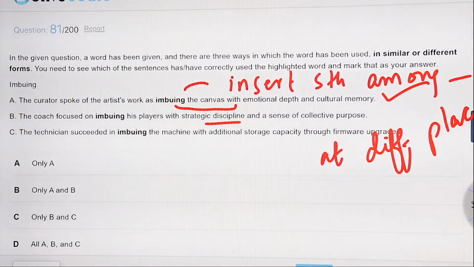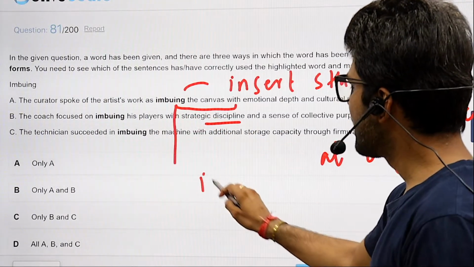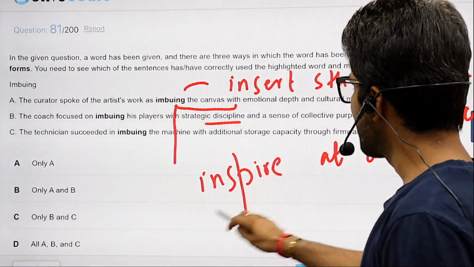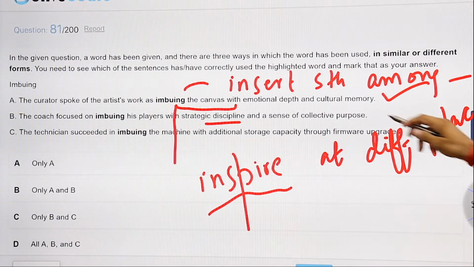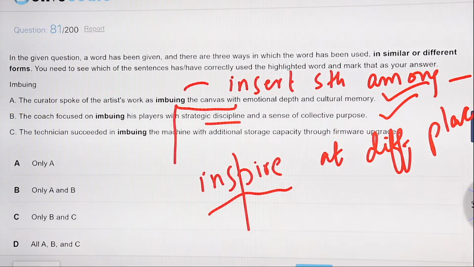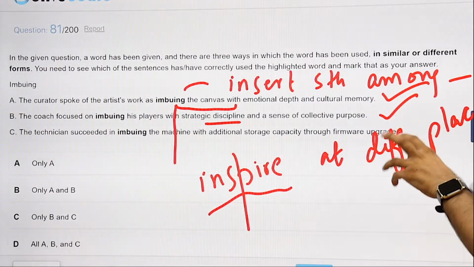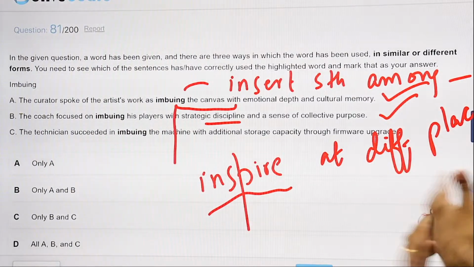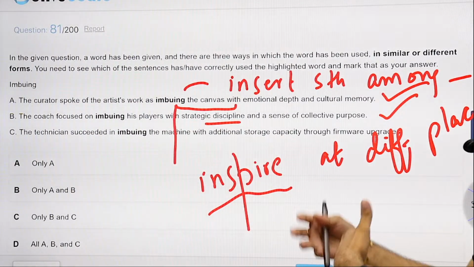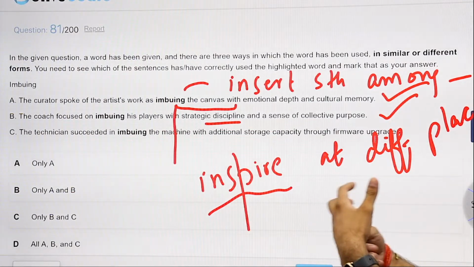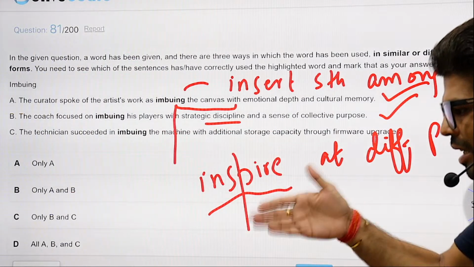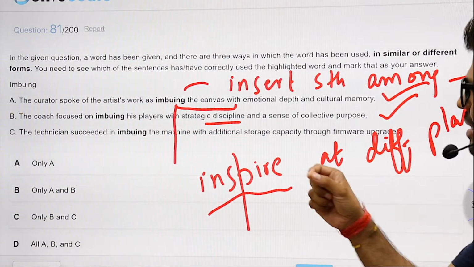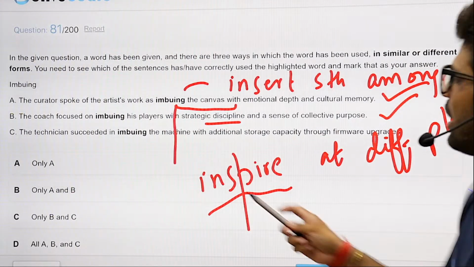The third one. The technician succeeded in imbuing the machine with additional storage and capacity through firmware upgrade. No. First of all, this word generally is used to inspire, as you can see in the abstract senses marked in the first and the second one. The third one is just putting the physical thing, the storage capacity out there. And remember, it is to insert at irregular intervals, at different intervals. You are just going to put the storage capacity, say your hard drive, for the firmware upgrade at irregular intervals. I don't think so. That is to be fixing the machine and something such. That's not the basic meaning of this word.